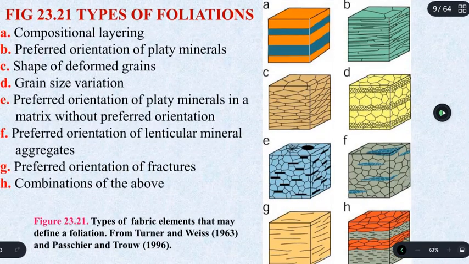Clear? So some types of foliation, for example due to compositional layering, this is called compositional layering. So this is one foliation type. One is the preferred orientation of the platy mineral, which I just mentioned, the one given in the question. Some minerals will be platy. Can anyone give an example of a platy mineral? Tell me.